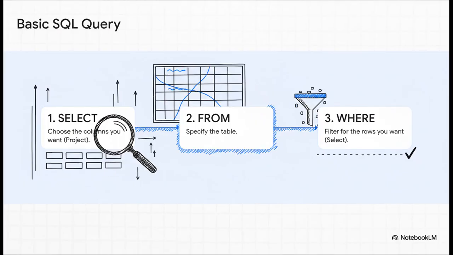What's really cool is that a basic SQL query reads almost like a simple English sentence. You just select the columns you want, then you say from which table to get them, and finally you filter it where a specific condition is true. And these commands map directly back to our blueprint's ideas. Choosing columns is project, and choosing rows is select.